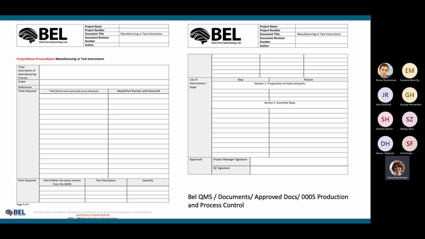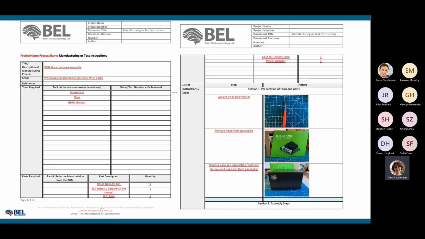So this is the template for the manufacturing and test instructions that we created, and it should include the processes, test or assembly instructions. For example, this is the procedure instruction that the team is working on. It's for WISP dock hardware assembly. Some of you already saw this document. It's in a draft stage, as you can see, but when it is done, it will be approved and placed in the DMR folder.